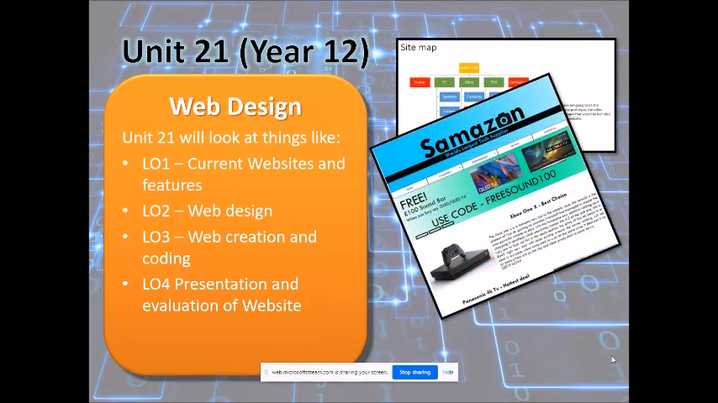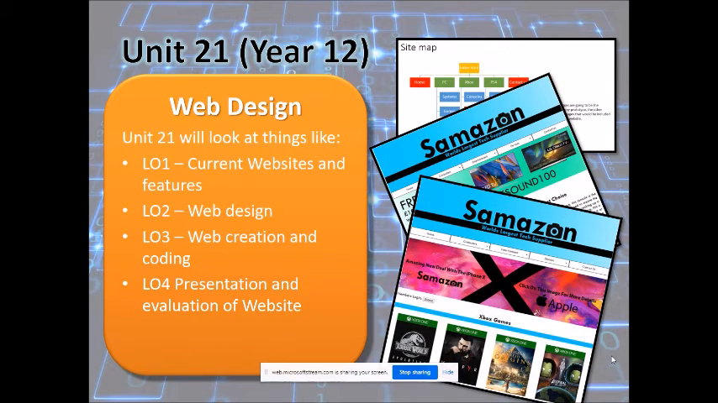Web design. Now, all the units are set up very similar to the iMedia units, where we look at a bit of background, then we design, then we create, and then we evaluate at the end. So for the website unit, which we'll do, you can see some past student work there. We looked at current websites in LO1, in LO2 we designed it. In LO3, we created it and we coded it. And then in LO4, we presented and evaluated the website. Slightly different to doing the website in iMedia, this one we actually host on a web server, so it can be viewed globally.